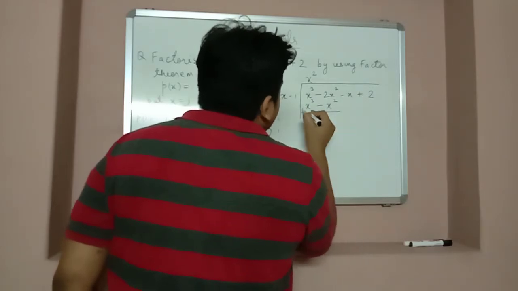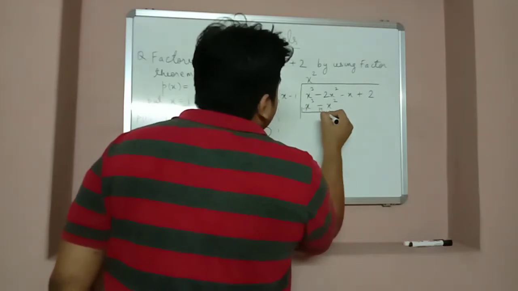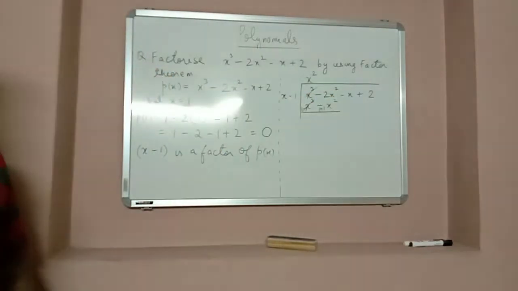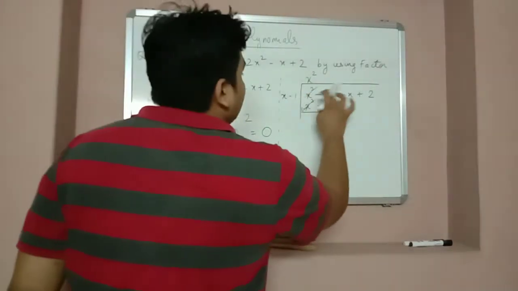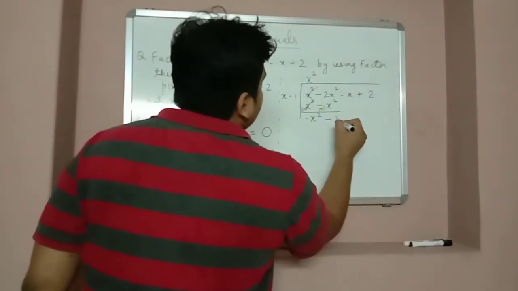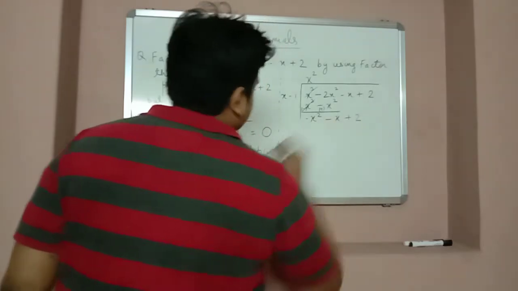So on subtraction the signs will change. This becomes minus, this becomes plus. x cube and minus x cube get cancelled. And what is left? Minus 2x square plus x square. This comes out to be minus x square. And we'll note down the other terms, minus x plus 2 as it is.